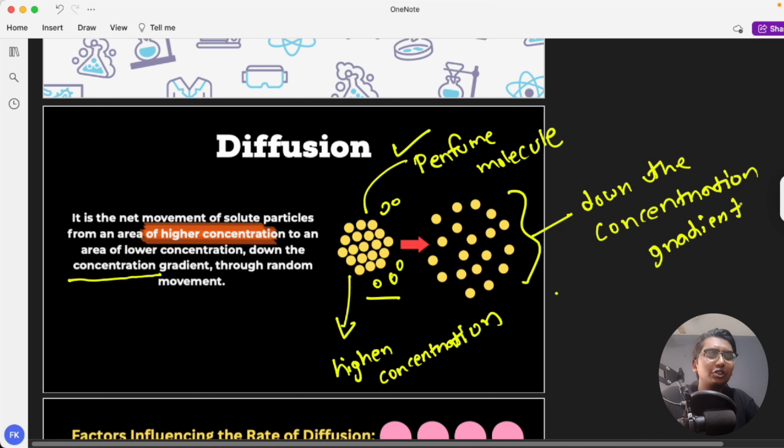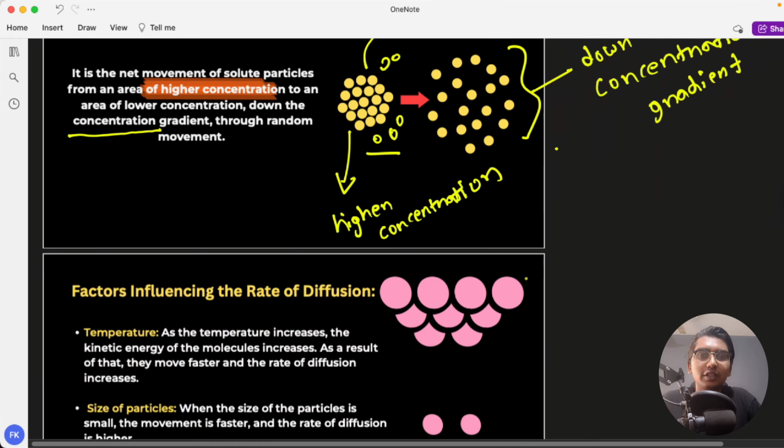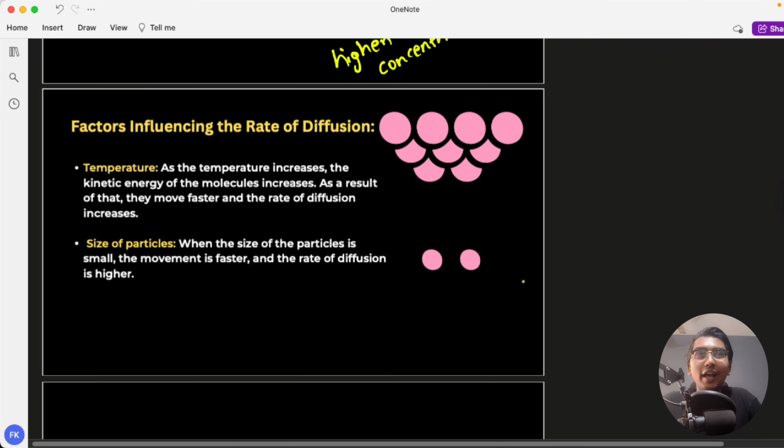So diffusion doesn't require energy. It is generally driven by the movement of the particles from higher concentration to lower concentration. Now let's look at factors that affect the rate of diffusion. The first factor is temperature.